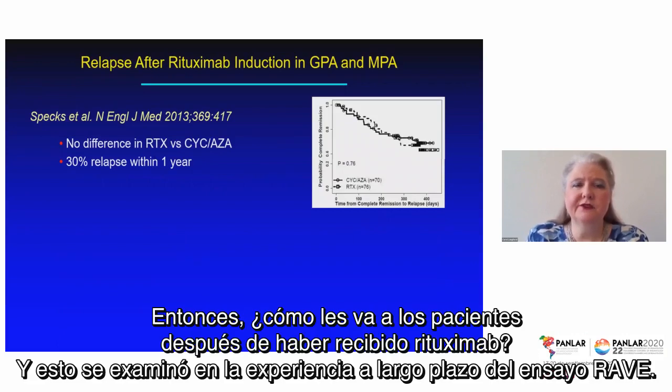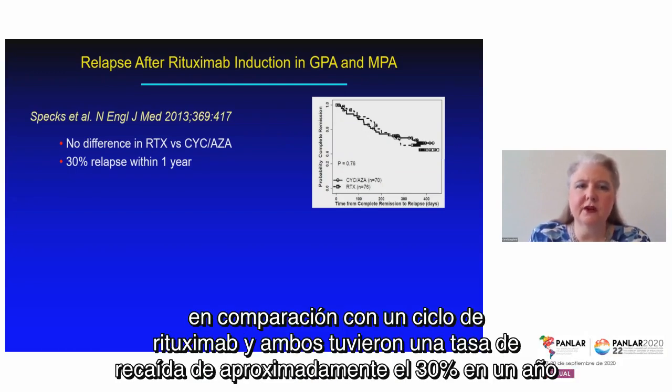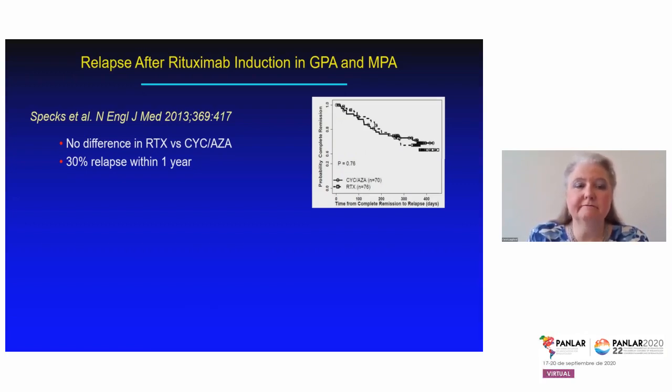So how do patients do after they have received rituximab? And this was examined in the long-term experience from the RAVE trial. There was found in this study to be no difference in the rate of relapse between those who received cyclophosphamide to azathioprine compared to 1 course of rituximab. And these both had about still a 30% relapse rate within 1 year.